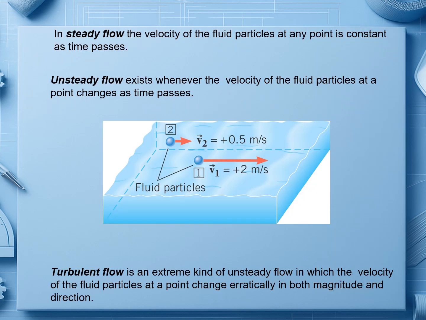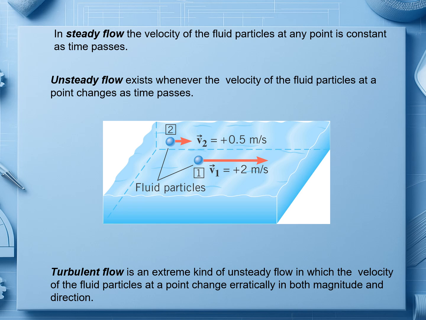Fluid flow can be steady or unsteady. In steady flow, the velocity of the fluid particles at any point is constant as time passes. In unsteady flow, it exists whenever the velocity of the fluid particles at a point changes as time passes. Turbulent flow is an extreme kind of unsteady flow in which the velocity of the fluid particles at a point changes erratically in both magnitude and direction.